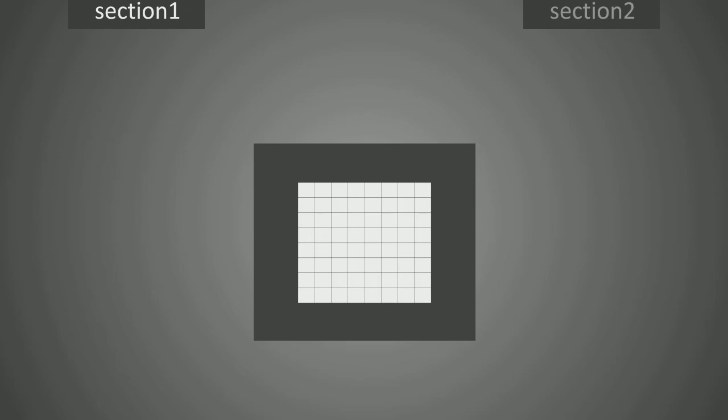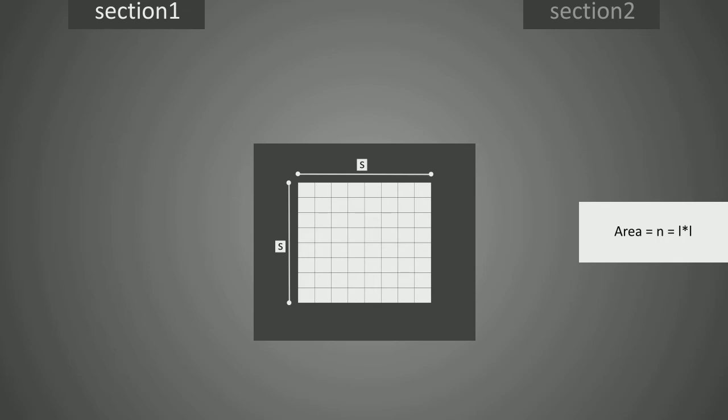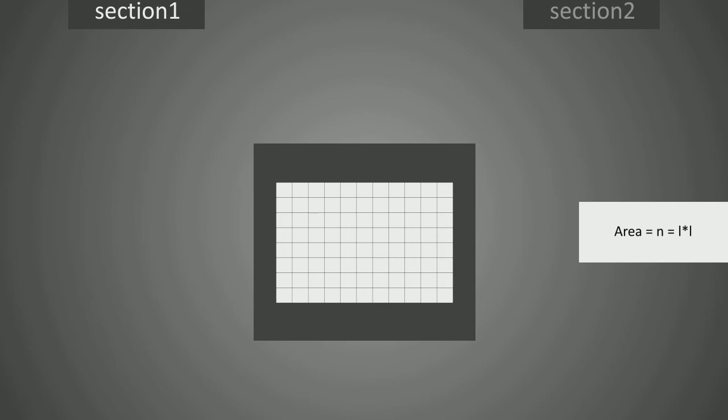So if n unit squares can be accommodated in a square with side length L, then the area must be equal to n, also L into L. Second, rectangle, and again if n unit squares can be accommodated in a rectangle with length L and breadth B, then the area must be equal to n, also L into B.